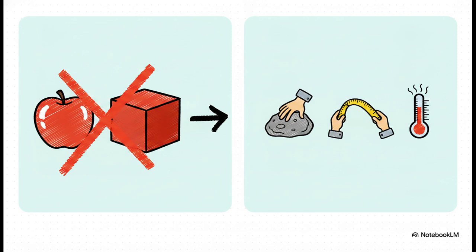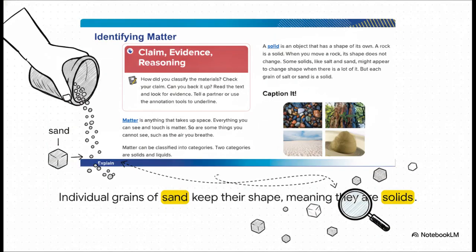You're going to need to actively redirect them to look at deeper physical properties. Is it rough or smooth? Does it bend? Is it hot or cold? Okay, here's a really interesting one, sand. You are definitely going to hear students argue that tiny things like sand or salt are liquids because, well, you can pour them out of a bucket, right?